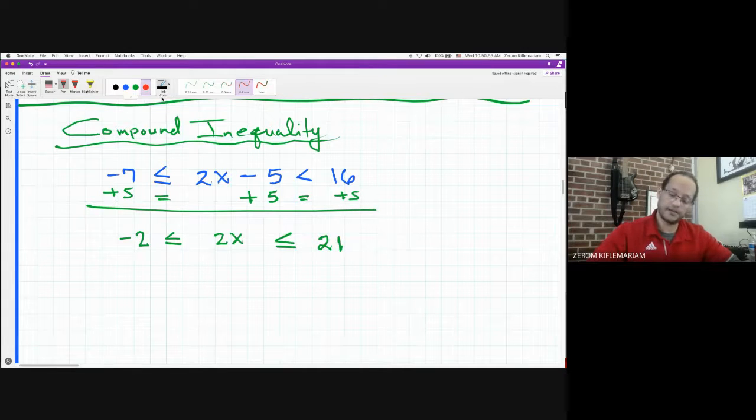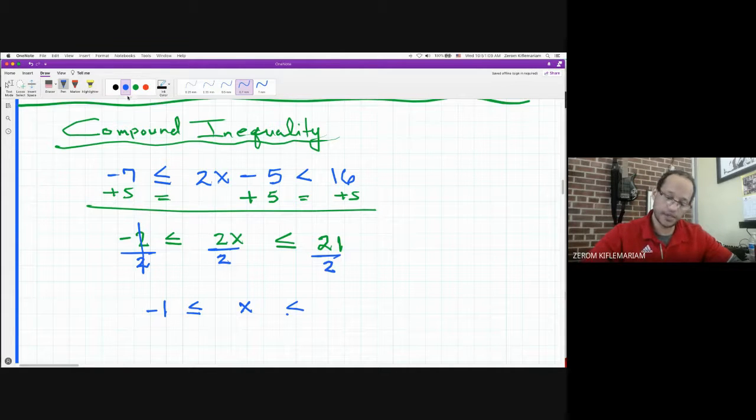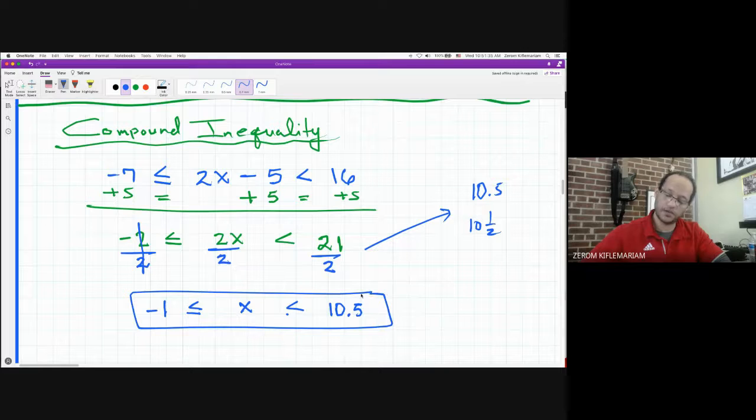And then we go ahead and divide by 2, 2, 2. So what do we have over here? It becomes -1, less than or equal to x, less than, over here I made a mistake, nobody saw this one, we're just less than 21 divided by 2. If you want to write it, you can write it as 10.5 or 10 and 1 over 2, doesn't matter. So this will be my answer using inequality form.